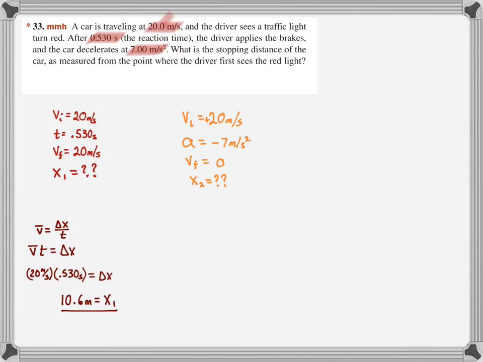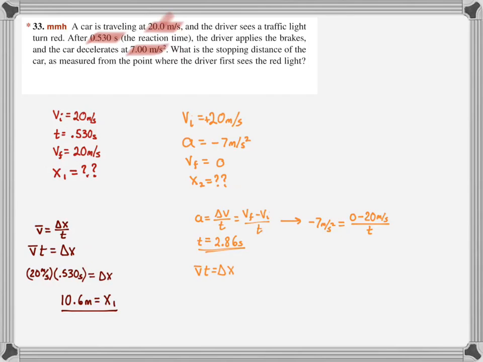Once he hit the brakes, he started to slow down, and using our average acceleration equation, which is equal to change of velocity over time, we can find out what his time was. Change in velocity is v final minus v initial. The change in anything is the final minus the initial. So we can rearrange the equation. We get the following: negative 7 meters per second squared is equal to 0 minus 20 meters per second divided by time. We rearrange the equation to solve for time, and we find that the amount of time it took him to go from 20 meters per second to 0 is 2.86 seconds.